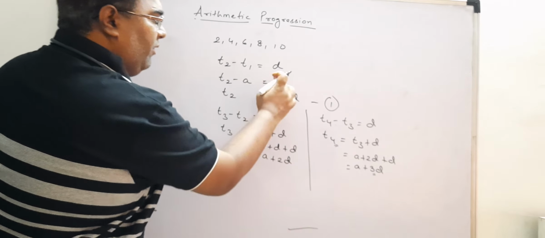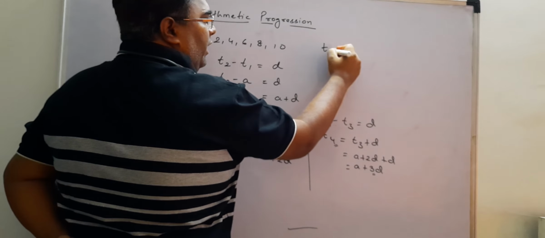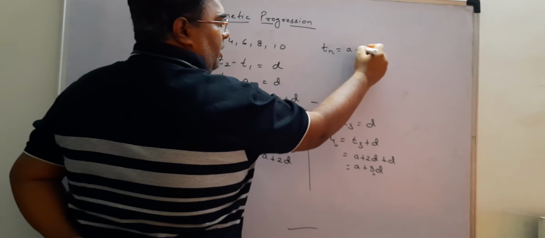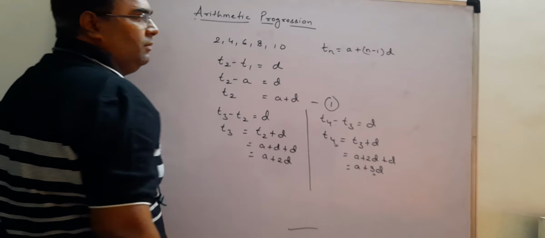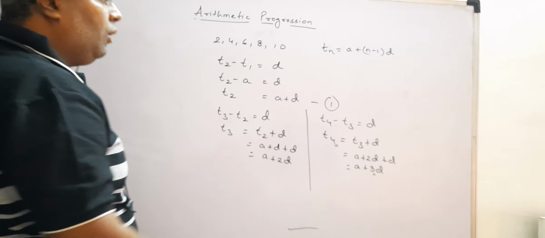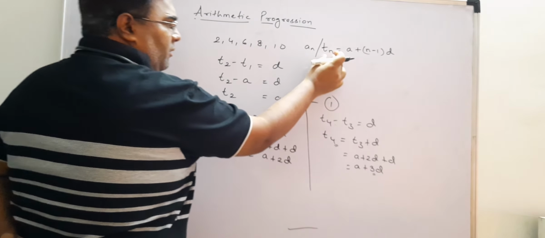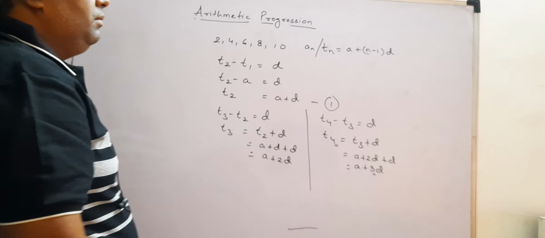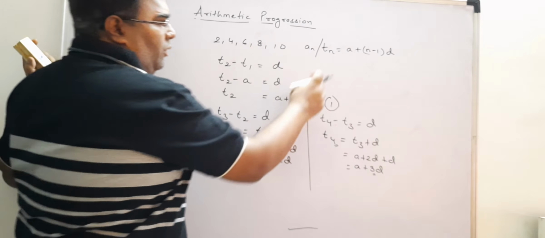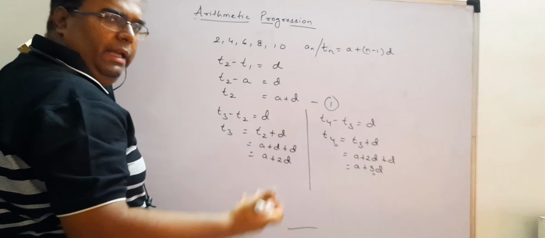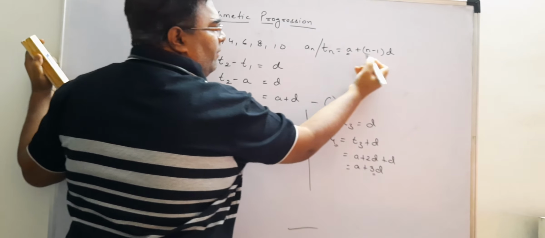A is the same everywhere. So what can we write? We can write the general term Tn as A plus (n minus 1) into D. Got it? Tn or An you can also say. This is the most common term Tn, but in some books An is also written. So from this formula we can find any term of the sequence. We need to know A and D.